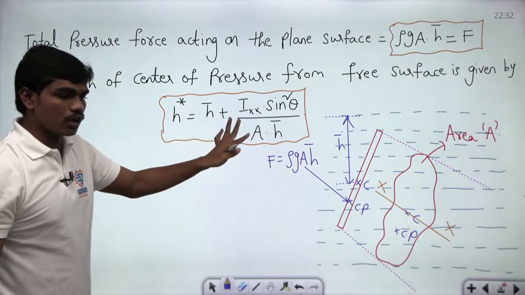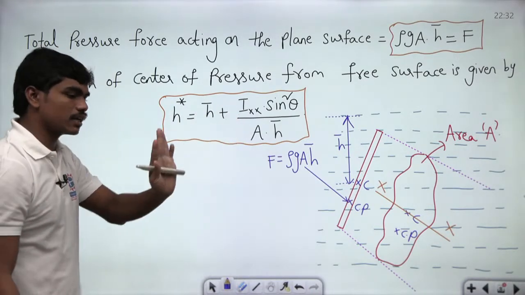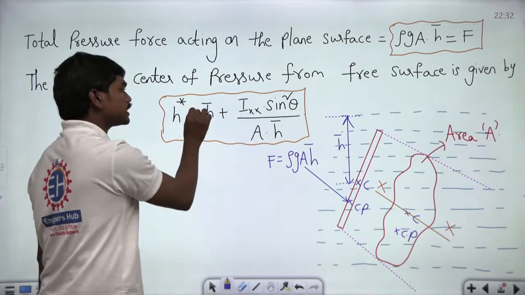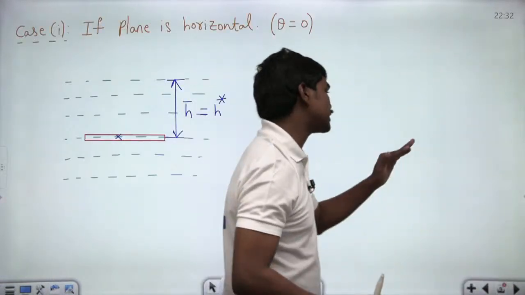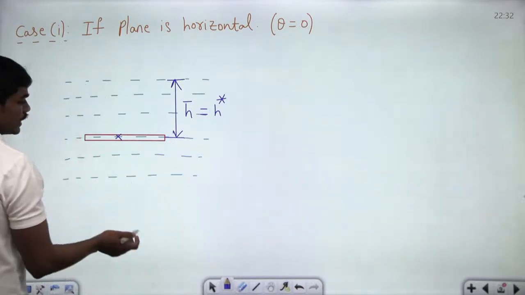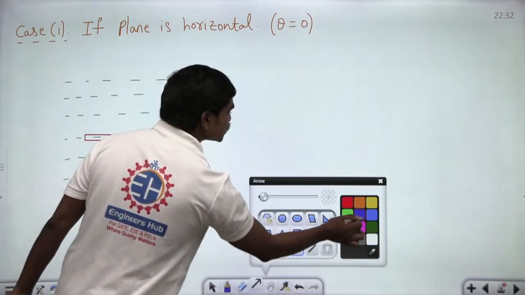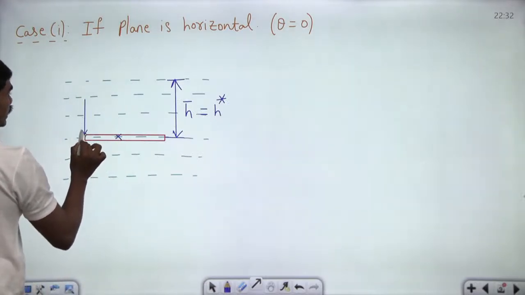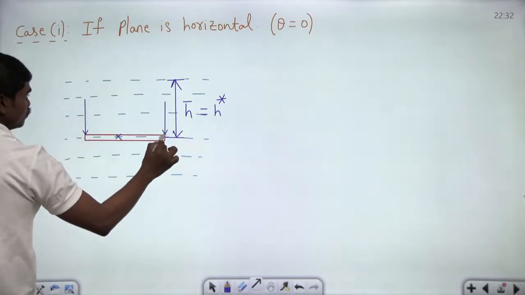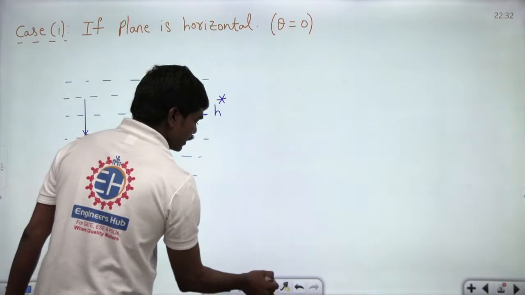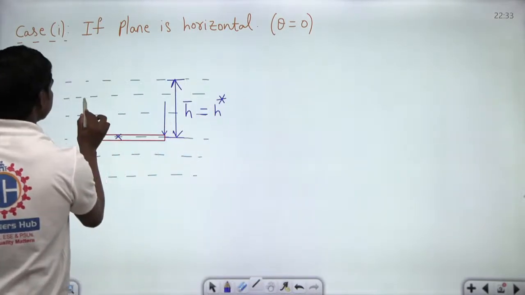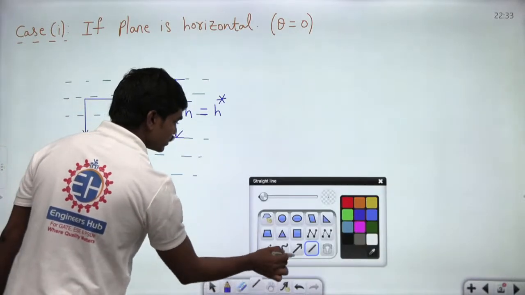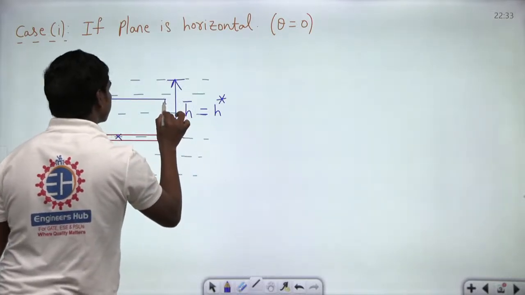Pressure distribution is the same on the horizontal surface plate as we have studied till here. Yes, of course, Rajnish, correct. So, if theta is 0, this term gets eliminated, and h star is equal to h bar, meaning the center of pressure and the centroid are at the same height. And how does the pressure variation look in this case? Basically, it is uniform, because we have studied that in a horizontal plane of a static fluid the pressure never varies. Let us quickly join these two points as well.